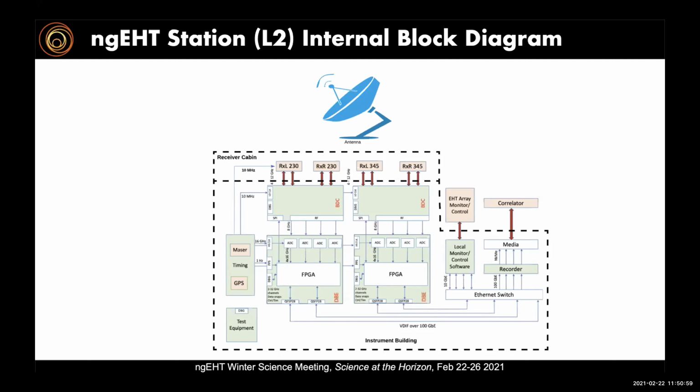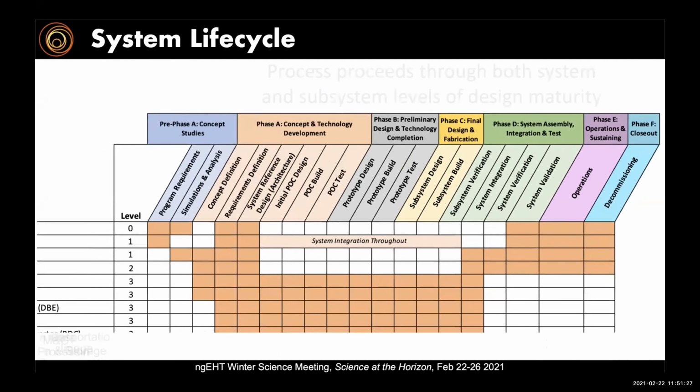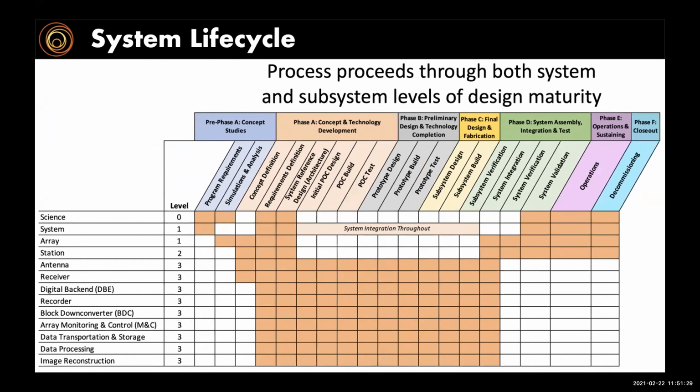So both at the local and the centralized array level, monitoring and control is a major factor. We're following a systems engineering process that is kind of tried and true in other industries. It follows progressive life cycles that go from the upfront early concept studies all the way to a fully verified and validated system. And it progresses through that, both on the subsystem level, but also on the system level. And that kind of process is something that we're following at various levels for various subsystems.